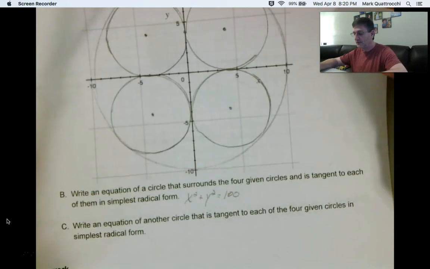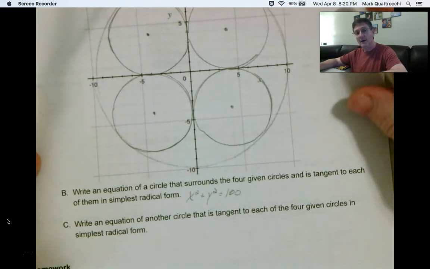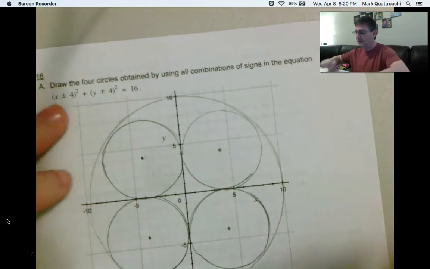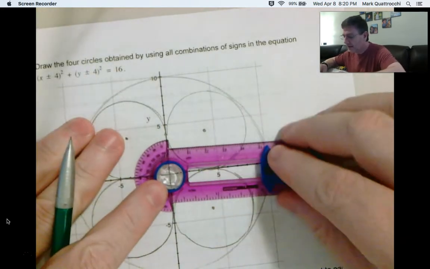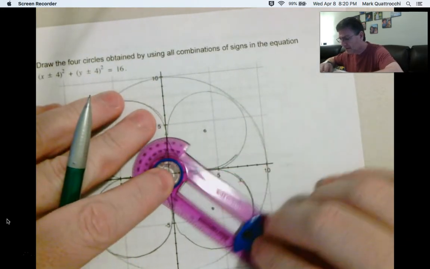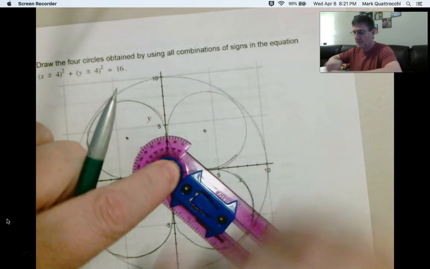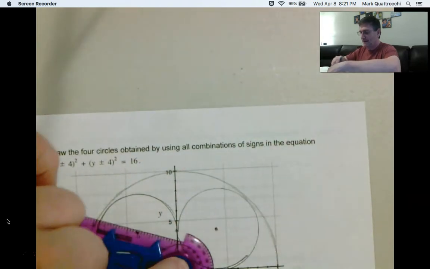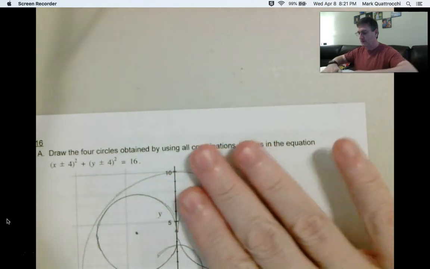Write an equation of another circle that is tangent to each of the 4 circles in simplest radical form. There's another one. Where is it? Again, centered at the origin, but this time it's inside. And I'm not sure if I can make this. I think I might. It's going to be tight. Yeah, it's too big. Too big. It's not tangent.